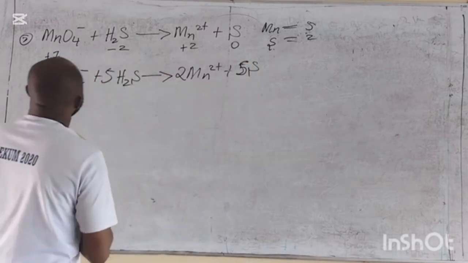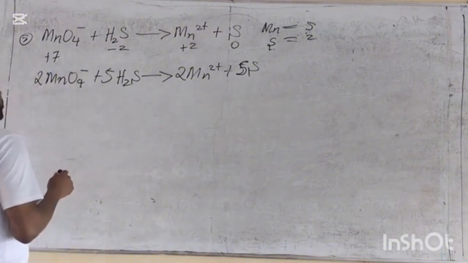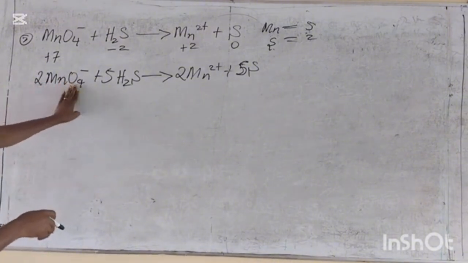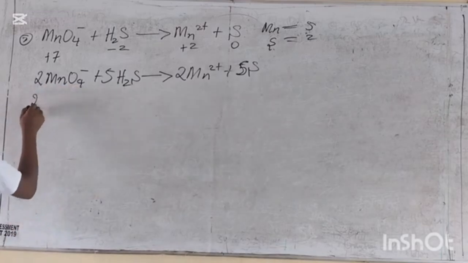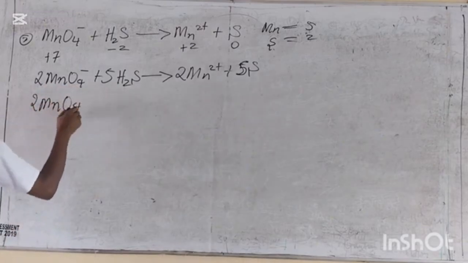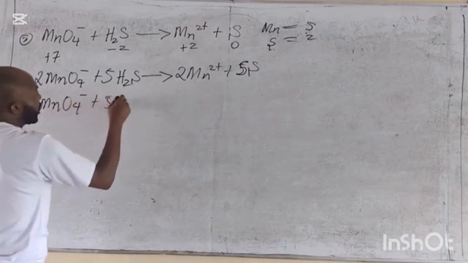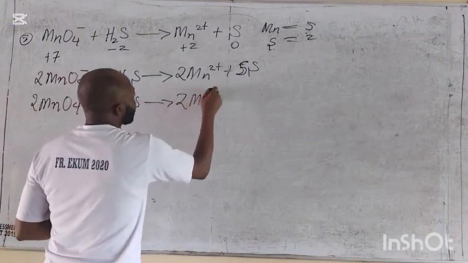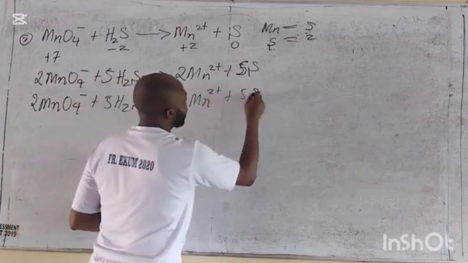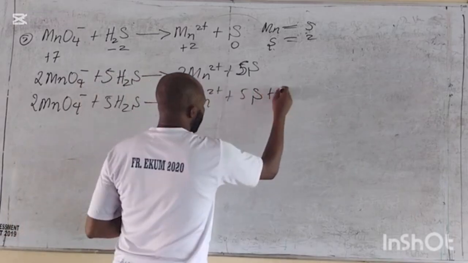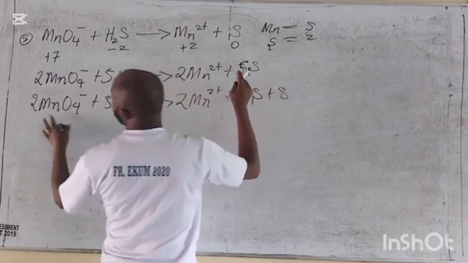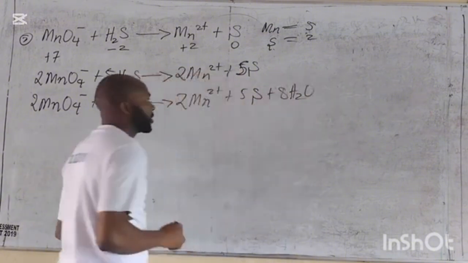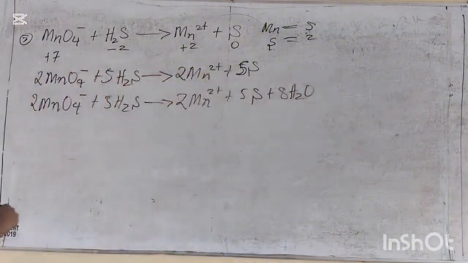Okay, now let's balance for oxygen on the right side of the equation. We have 8 moles of oxygen here. So I have 2 MnO4 minus plus 5 H2S give us 2 Mn2 plus, 5 sulfur, plus 8 H2O for oxygen. So now I have oxygen 8, but hydrogen now is 16.